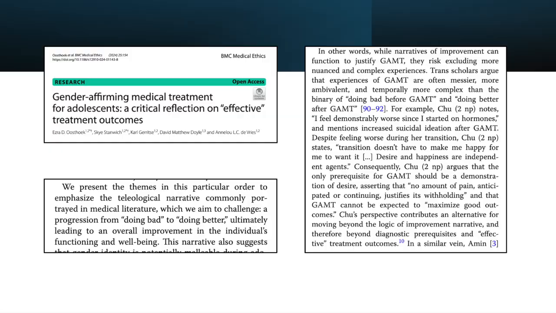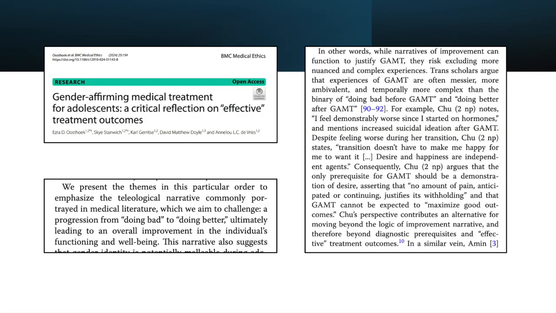And you should be able to see that slide. I have just a couple excerpts that I've pasted here. I'm going to read both of them, or parts of both of them. So the first one says, we, the authors, present the themes in this particular order to emphasize the teleological narrative commonly portrayed in medical literature. And this is important, which we aim to challenge. So this is what they're going to challenge. A progression from doing bad to doing better, ultimately leading to an overall improvement in the individual's functioning and well-being.